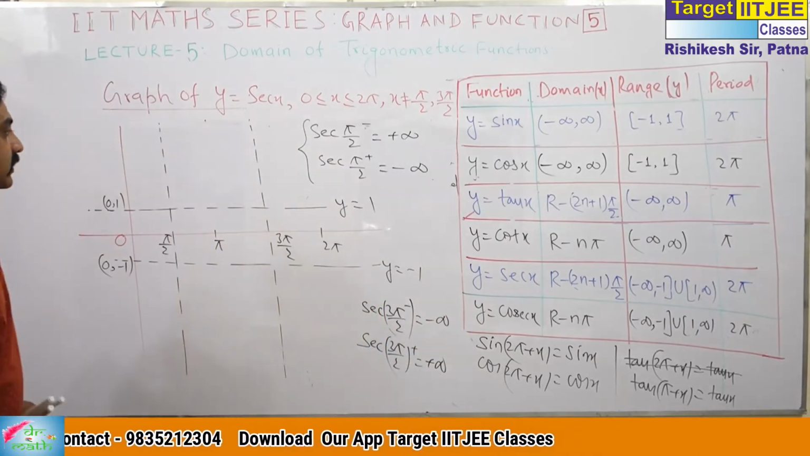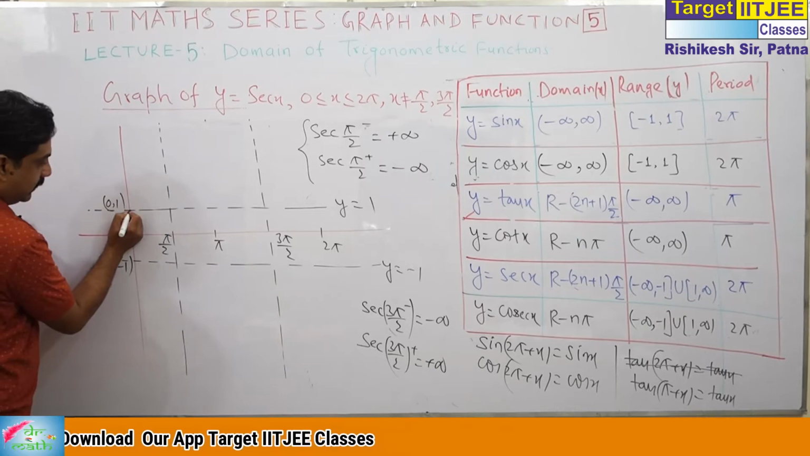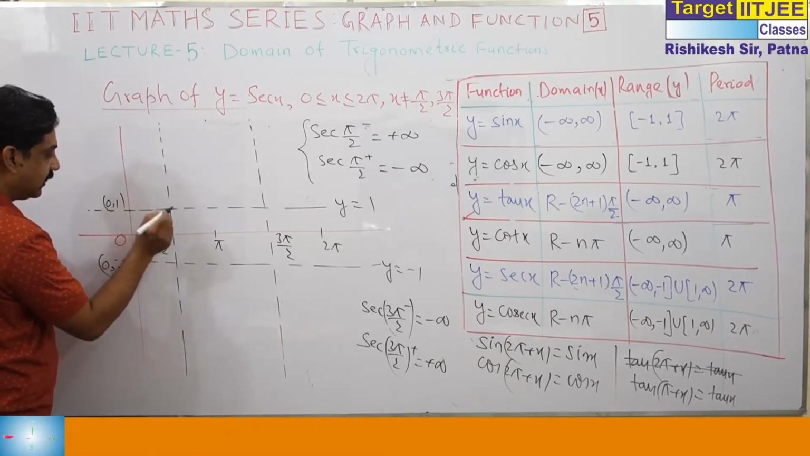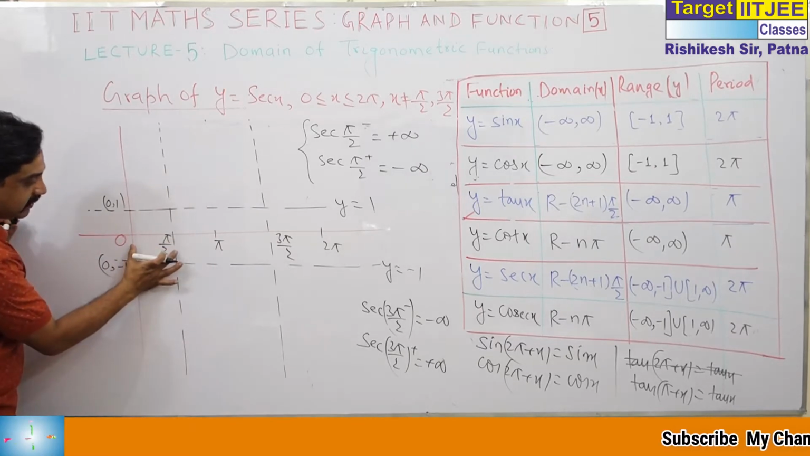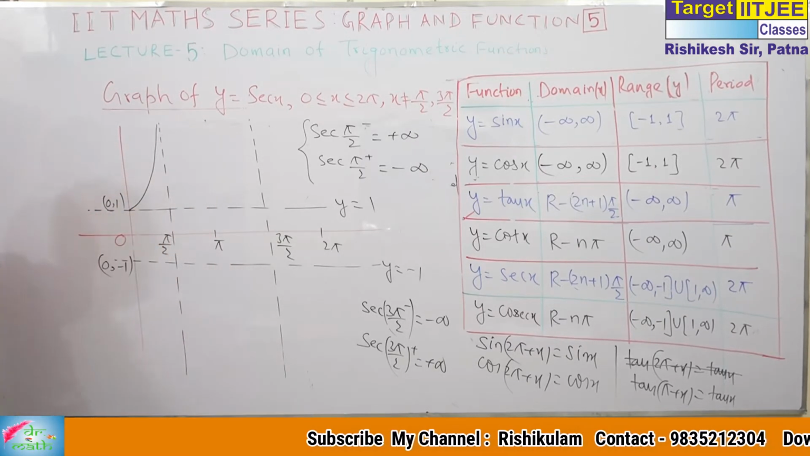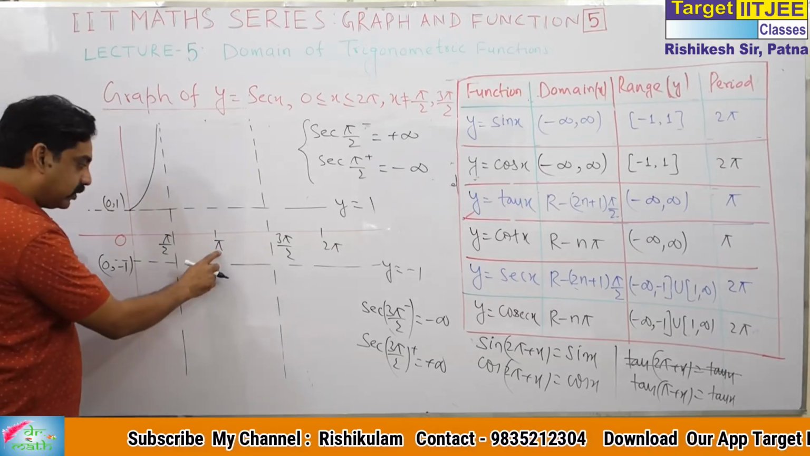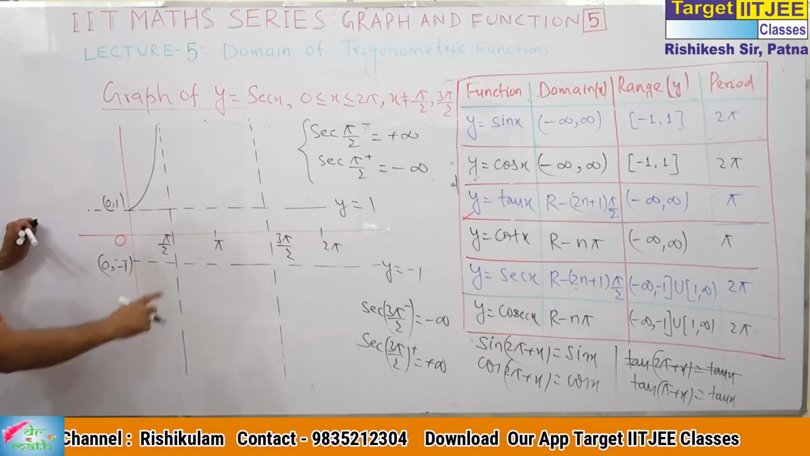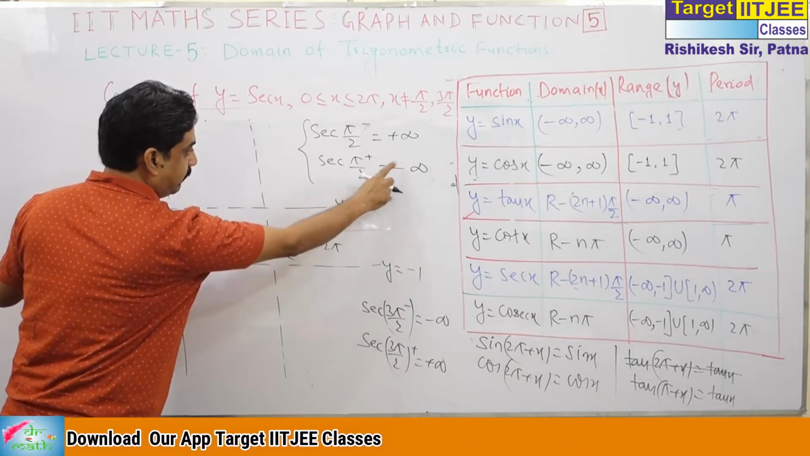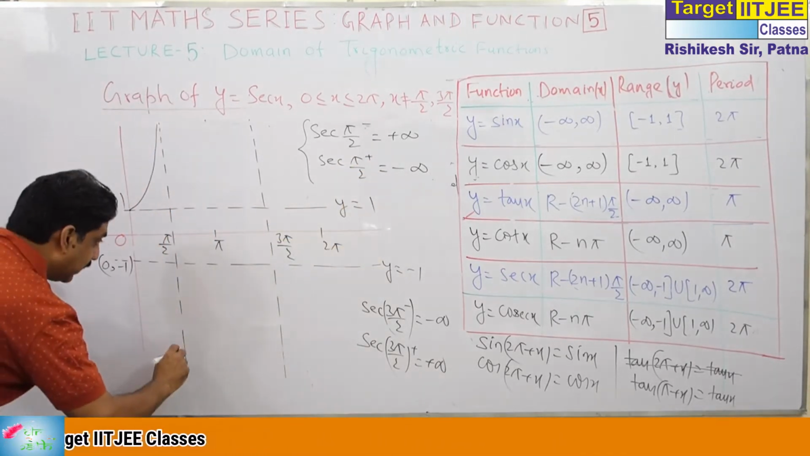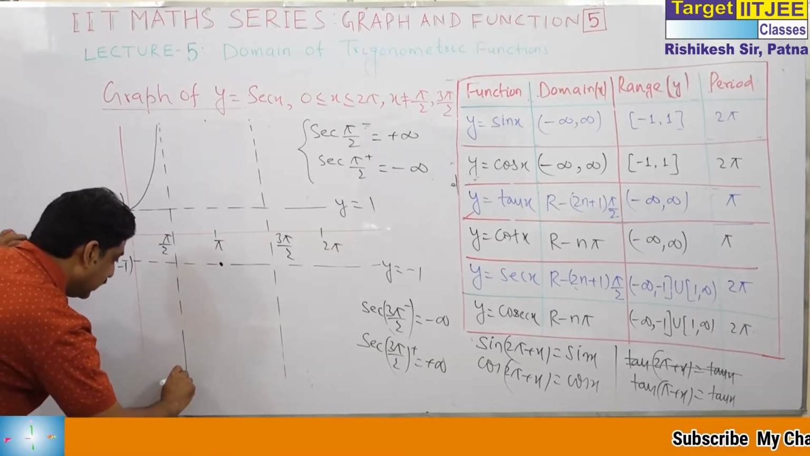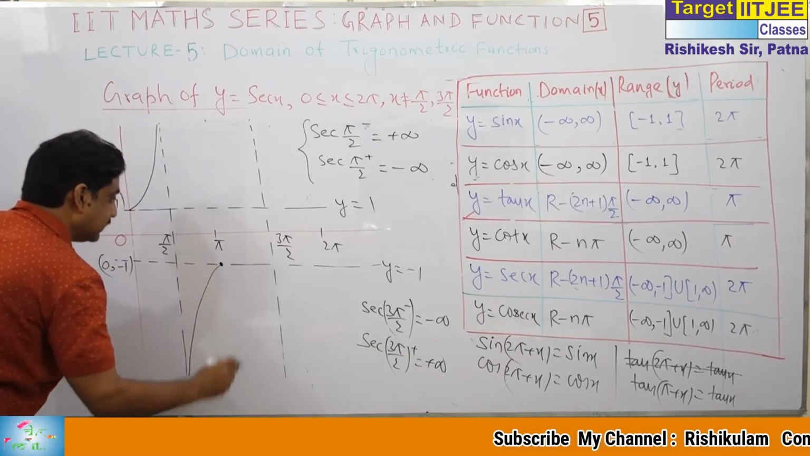Now you can draw the graph. 0 to 1. Sec 0 is 1. So we start the graph, and since sec x is positive in the first quadrant, this portion is in the first quadrant, so increase it to this. Now come to this one. This is in the second quadrant. In the second quadrant sec pi by 2 plus is minus infinity. So the graph starts from here, and you also know sec pi is minus 1. So this will be increasing like this.